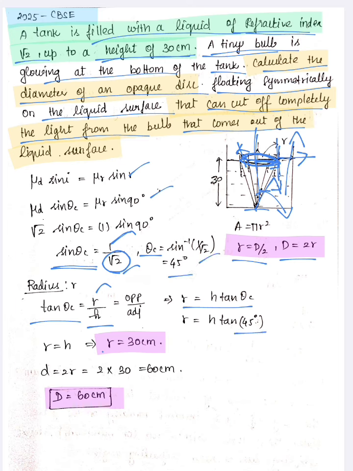So when we substitute the critical angle as 45 degrees, tan 45 is 1. So the radius of the circular disc is equal to the height of the liquid, that is, r equals 30 centimeter. We know diameter is 2 into r, which is nothing but 60 centimeter. So the diameter of the circular disc that can cut off completely the light from the bulb that comes out of the liquid surface is 60 centimeter.